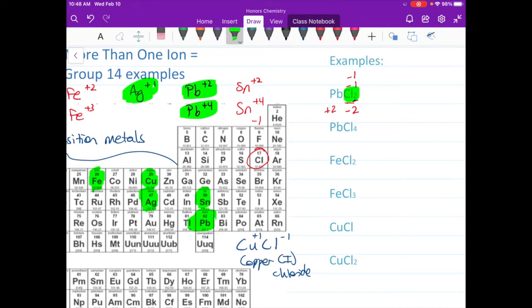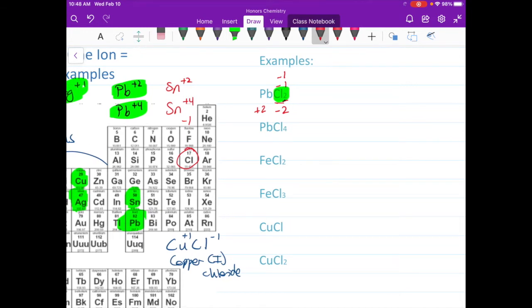So we can't just name it lead chloride, though, because there's more than one type of lead chloride. So we would name it lead Roman numeral 2, which indicates that +2 charge, chloride, IDE ending, lead 2 chloride. So let's look at the next one. In the next one, we have PbCl4. Now I'm using Cls for all of these, just for ease to explain the use of the Roman numeral. Later, we'll do examples with more elements.